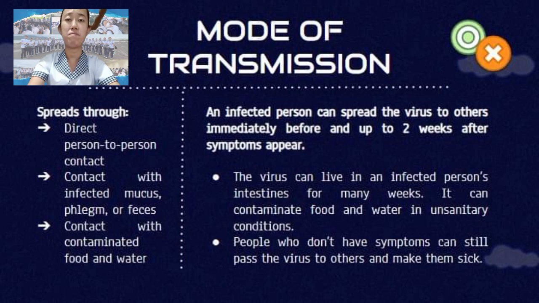So, for the mode of transmission of poliomyelitis, it spreads through direct person-to-person contact, contact with infected mucus, phlegm, and or feces, and contact with contaminated food and water. An infected person can spread the virus to others immediately before and up to 2 weeks after symptoms appear. The virus can live in an infected person's intestine for many weeks. It can contaminate food and water in unsanitary conditions. People who don't have symptoms can still pass the virus to others and make them sick.